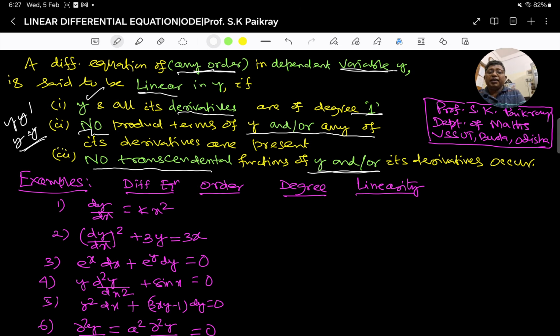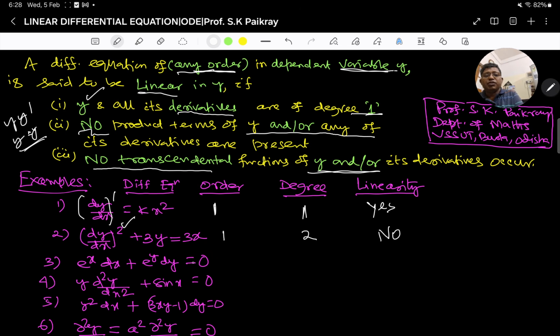Coming to some examples, dy by dx is equal to kx square. Here the degree is 1 and the order is also 1, since dy by dx is present. Yes, it is linear. Coming to example 2, the degree is 2 here, so it cannot be linear. The order is 1.